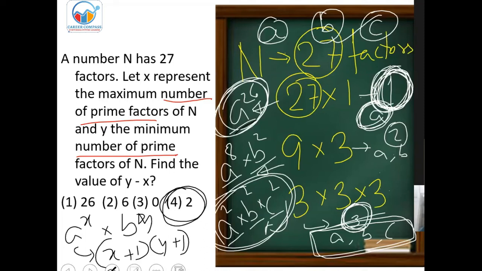First of all, did you understand how to find the number of factors? Did you understand how to find the number of factors? You have to break down the factor. Okay, can you guys tell me what will be the number of factors of 144? What will be the number of factors for 144?